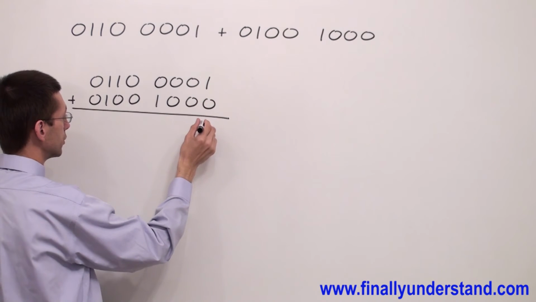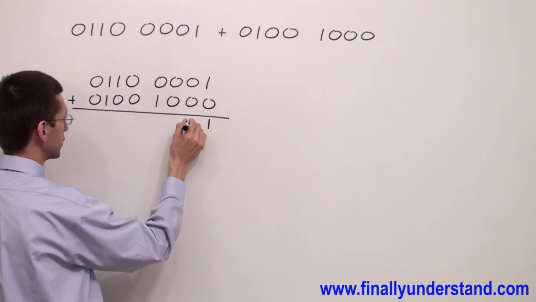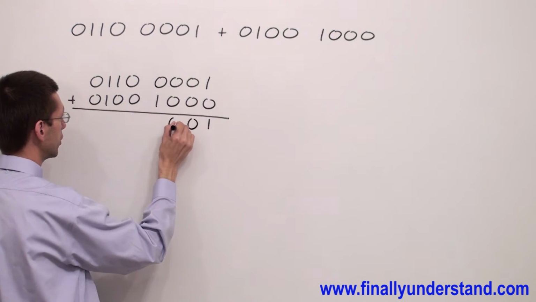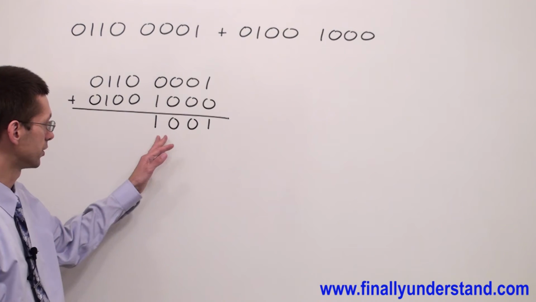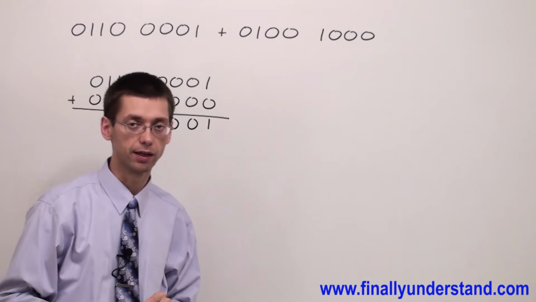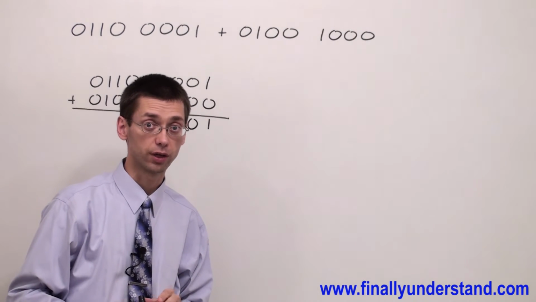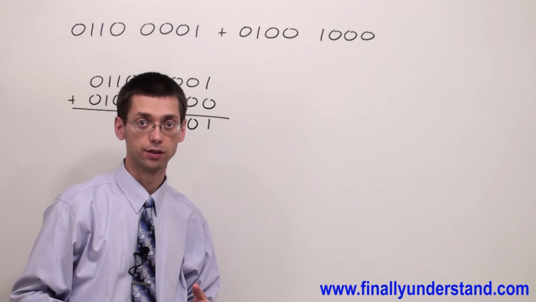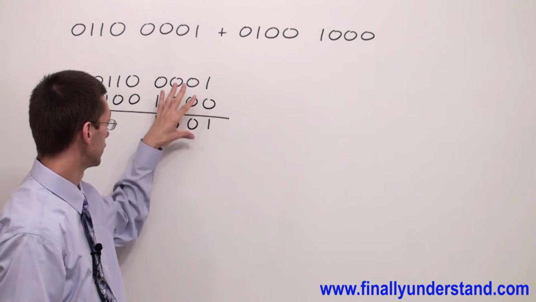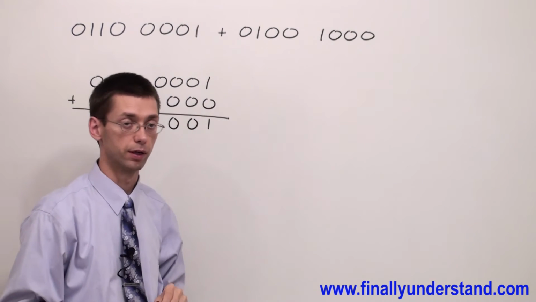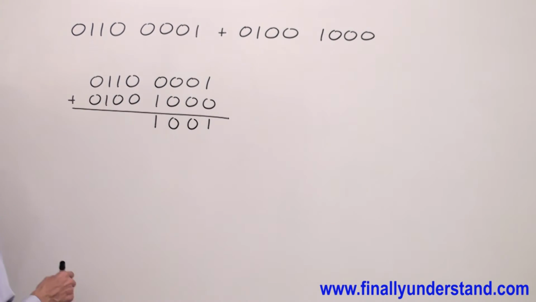1 plus 0 is 1. 0 plus 0 is 0. 0 plus 0 is 0. 0 plus 1 is equal 1. Please notice that this is binary 9. 9 is okay, because this is the decimal digit. Okay, so we've finished with the first part of my addition.